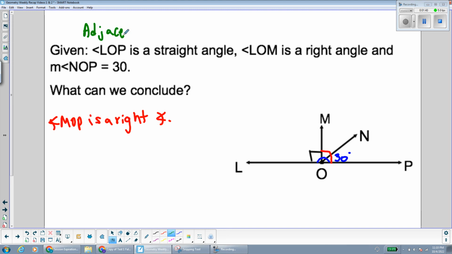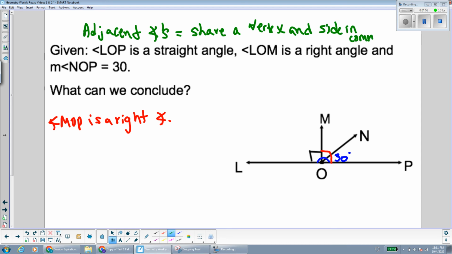Adjacent angles, let me define that at the top over here, are angles that share a vertex and side in common. So for example, this angle and this angle share this vertex and this side in common. You can think of adjacent angles as angles that are connected to each other, right next to each other, or touching each other. Notice how this angle and this angle are right next to each other or connected.